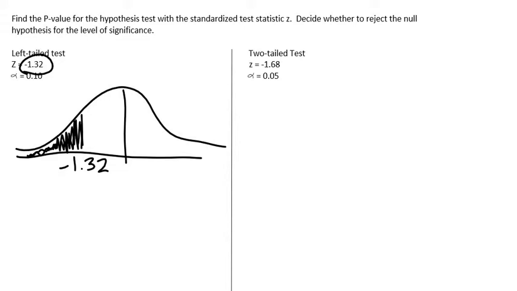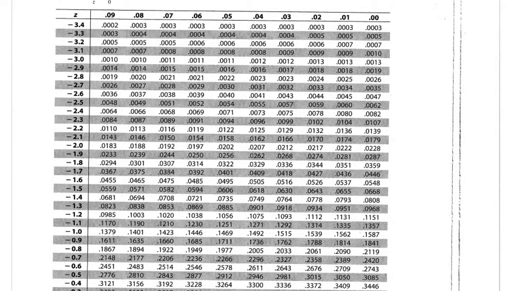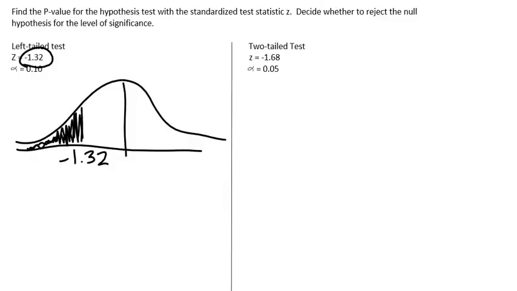So we need to go to our standard normal table and find the area to the left of negative 1.32. Here's my table, and you can find this table in the back of your book in the appendix, and we're going to look for negative 1.32. Okay, there's my negative 1.3, negative 1.32. So where they intersect is 0.0934. Therefore, this area right here is 0.0934.